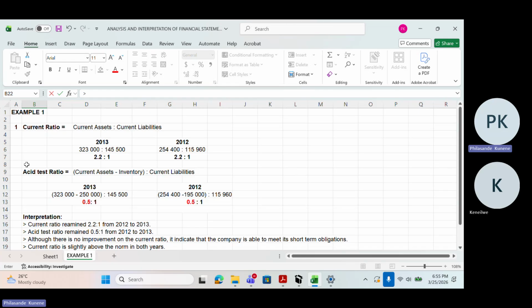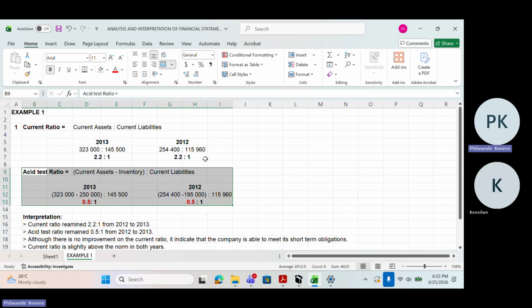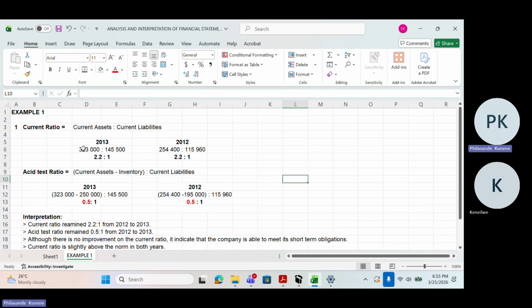We need to improve on our asset test ratio, right? Overall, our liquidity position is good because it compares current assets to current liabilities, and inventory is still part of current assets. So the liquidity position of the company is good, and it should be able to meet its short-term obligations and pay its short-term debt. However, improvement is required on the asset test ratio.